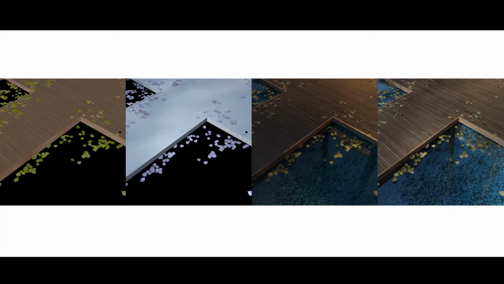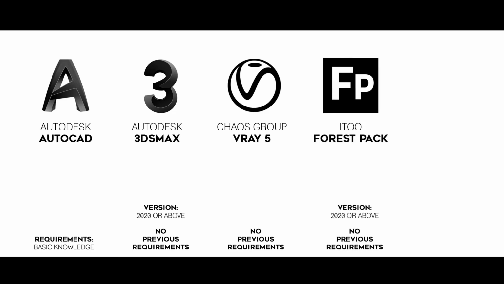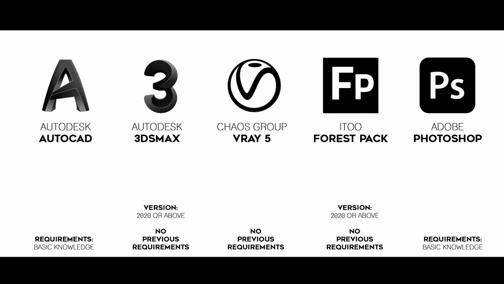You will learn from scratch how to create 3D visuals using the industry standards, starting with AutoCAD as a basic tool to draw 2D plans, 3ds Max as a main software for 3D modeling, V-Ray for rendering the images, and we will use Forest Pack to scatter props and 3D vegetation in our environment. And finally, we will use Adobe Photoshop for post-production and color grading.